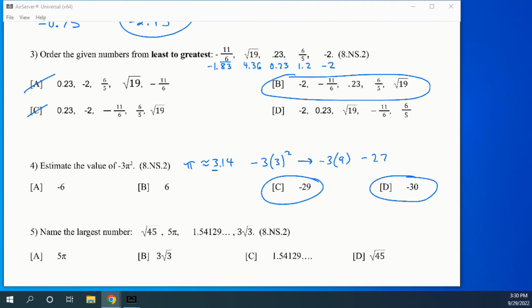I believe on your test, it's not as close as it is on number 4. So do not stress yourselves out about this. It'll work. Whatever the numbers will be will work with the options that you have.